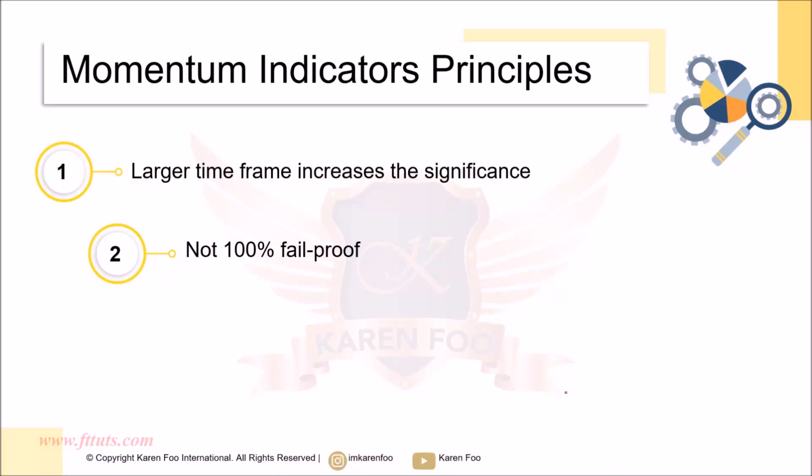And the second thing is, like I said, it's not 100% fail proof. Sometimes it might give you bad signals, sometimes it might give you false signals. So that's why you need to confirm it with price action. But if momentum indicator gives you a signal, but then price action doesn't give you a signal, then do nothing. It's better to do nothing. You want a price action to give you a signal, and at the same time, momentum indicator also gives you a signal, then it is a high probability trade.